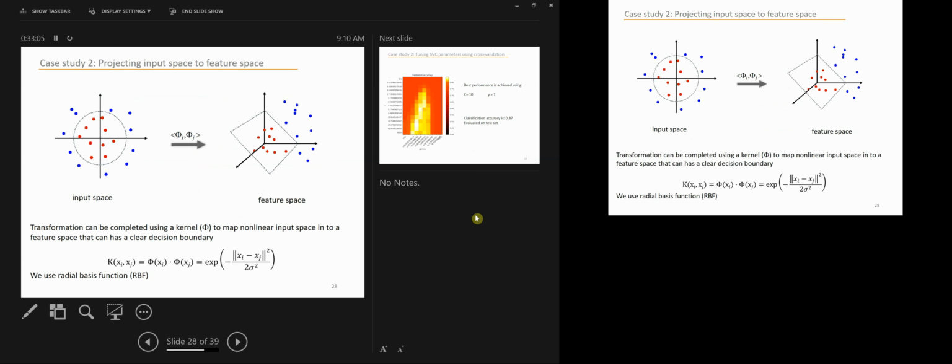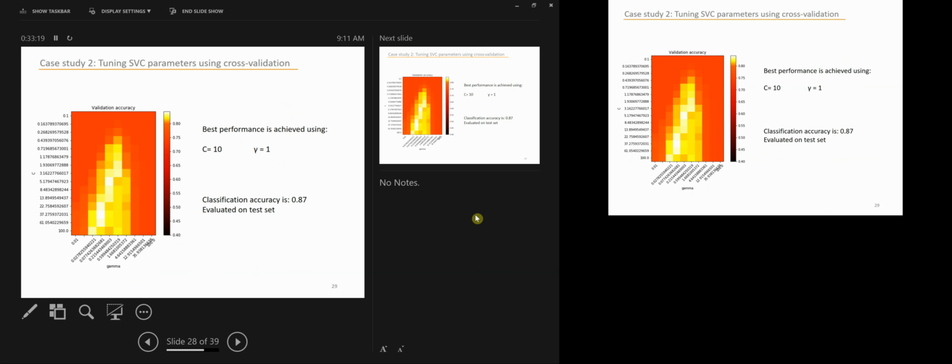But again, in real life, the data is never so easily separable. And this is again the power of SVM, which is able to project the data from input space to a multi-dimensional feature space, where the two classes are actually separable using a hyperplane. And to do that, we use a kernel function. So again, like regression, I use cross-validation to optimize values of cost and gamma, and C equals 10 and gamma equals 1 work the best here. And the classification accuracy turned out to be 0.87, which is pretty reasonable, evaluated on the test set.